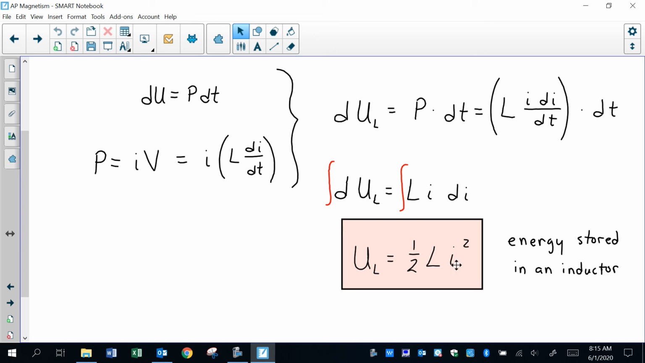We see a 1/2 something squared a lot, whether it was springs, or kinetic energy, etc. We had the same thing for capacitors. So this is going to be the energy stored in an inductor.